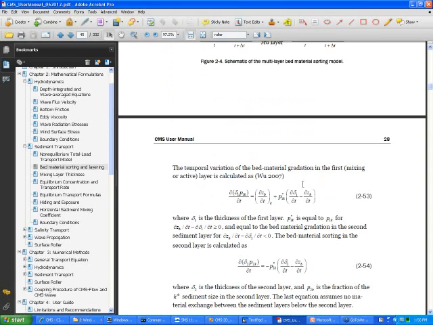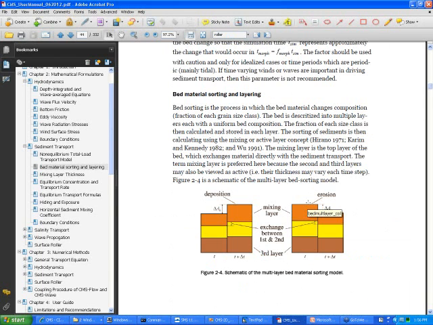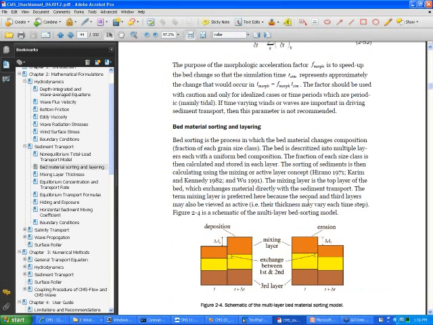And the equations that we use to calculate the bed sorting. By bed sorting, we mean the change in bed composition of each size class in each layer. So we have a grain size distribution, and for each size class we store in the model the fraction of that size class in the bed, so that the sum of all the fractions is 1.